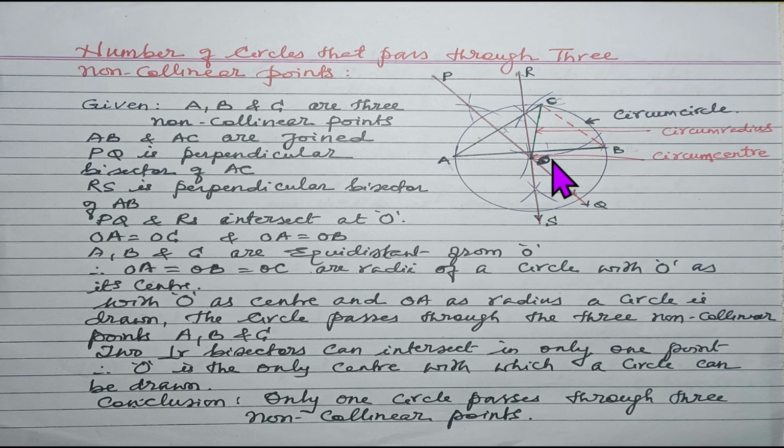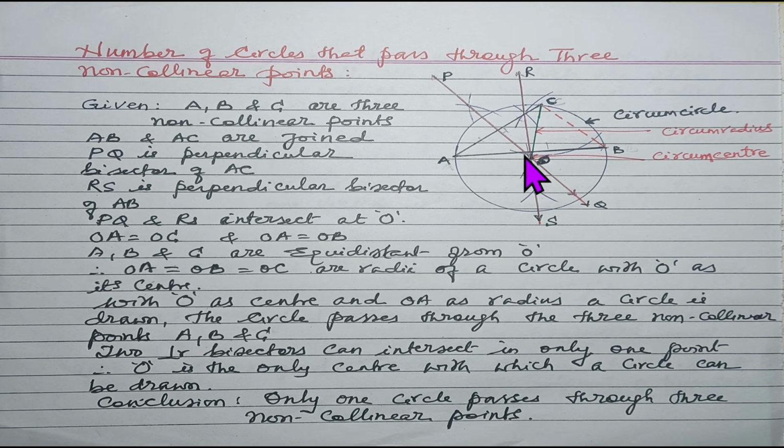Please understand here, OC and OA are equal, and OC and OB are equal. The reason is that the point O is equidistant from points A and C, and also equidistant from C and B, and therefore OA, OC and OB, all three of them, are equal.